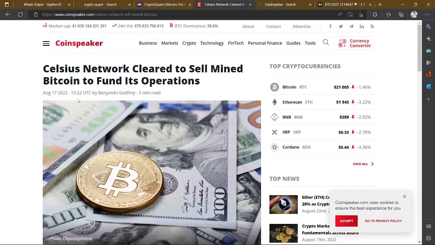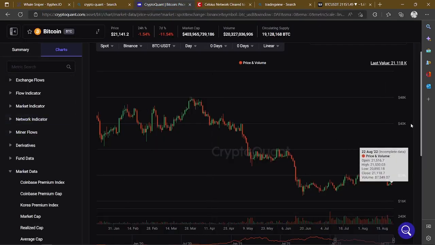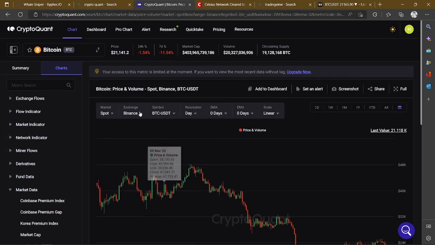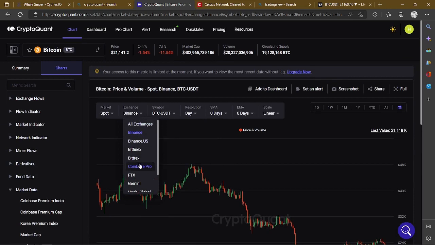And let's check the news right here. This news happened on 17th of August 2022. So if I go back to the on-chain data, I'm looking at the Binance crypto exchange. We all know that Binance is one of the biggest exchanges in the world. It's actually the number one crypto exchange in the world.